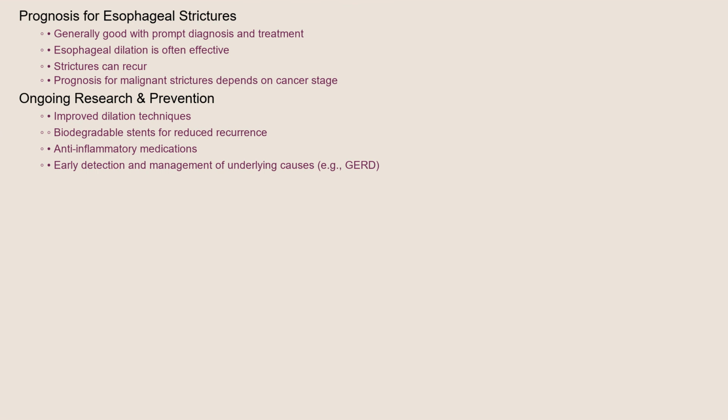Recent research is focused on developing new and improved dilation techniques, such as biodegradable stents, to reduce the risk of recurrence. Studies are also investigating the role of anti-inflammatory medications in preventing the development of strictures. Early detection and management of the underlying causes, such as GERD, remain the cornerstone of preventing esophageal strictures and improving long-term outcomes.